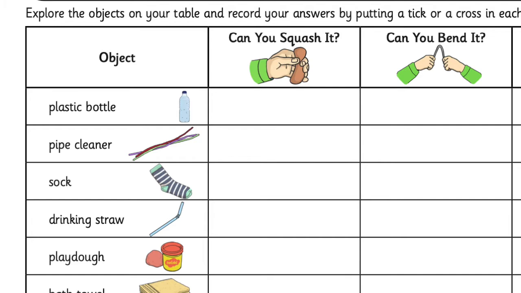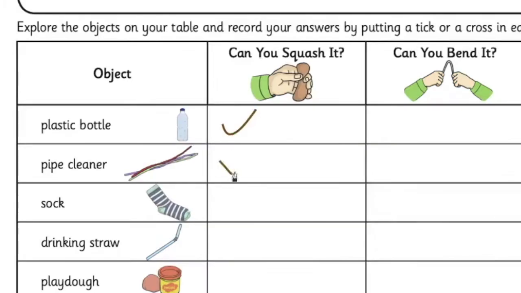Hey, don't test it first. I would like you to make a prediction first. So go get a pencil and think of your prediction. So before you get your hands on the objects, I would like you to use a pencil and write your predictions down in each box. Put a tick or a cross in each box.